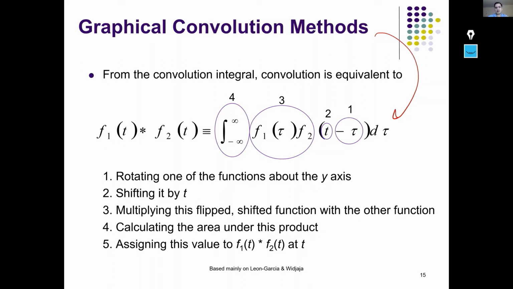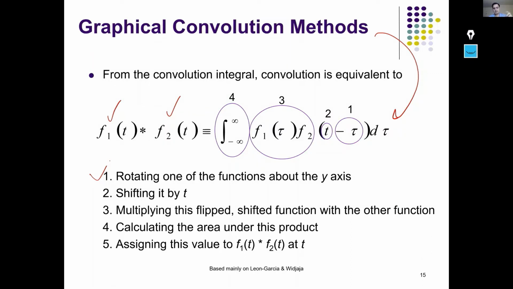I have the simulation I'll show you. Now you see I have two functions I want to convolve: f1 of t and f2 of t. I'm doing it through graphical means or visual inspection. My first step is to rotate one of the functions about the y-axis.